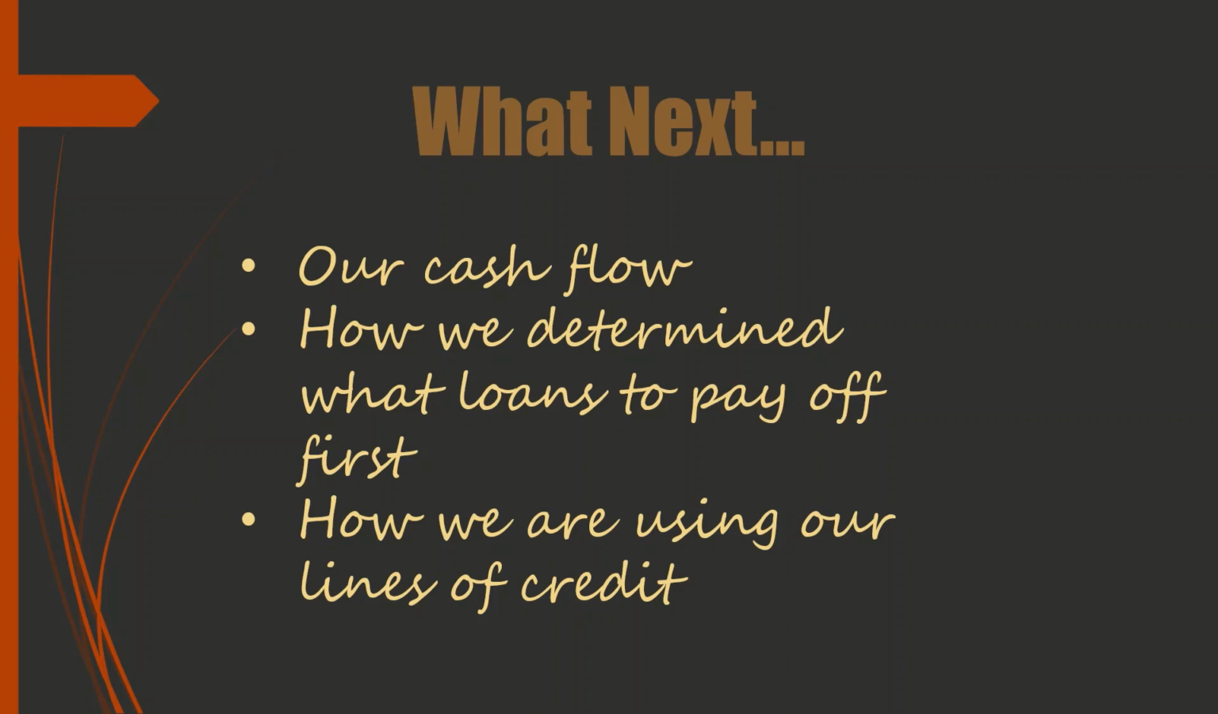I was leaving off last week by saying I'll show you what our cash flow is, showing you our real numbers, and then how we determine what loans to pay off first. So if you have multiple loans that are amortized interest, how do you know which one to tackle first to get the most bang for your buck? And then how we are using our lines of credit.